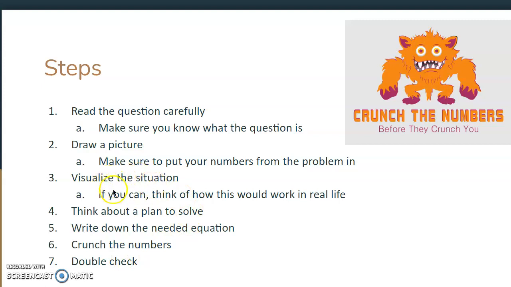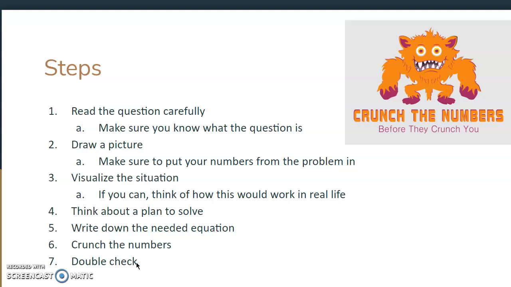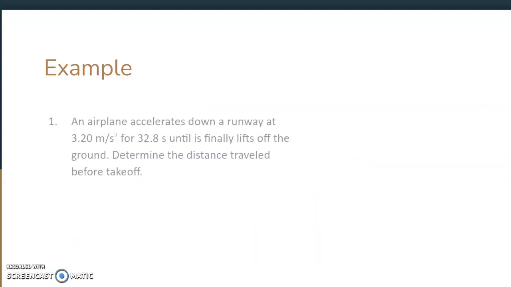This visualization step is important during our double check because if we get a number that seems really, really, really big or really, really small, we know we probably did something wrong. So that's always important. So let's look at an example together.